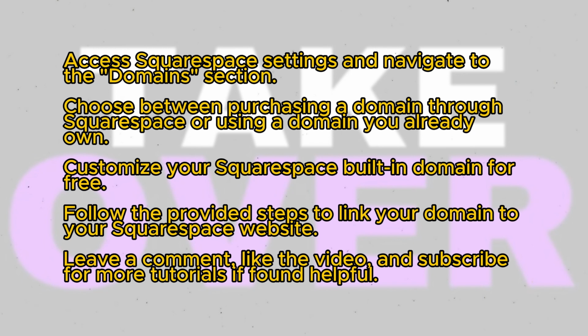First, navigate to your Squarespace site and head over to the Settings tab. Here you'll find various options related to your site's configuration. Click on Domains to access the domain settings. You'll see three functions available: Get a Domain, Use a Domain I Own, and Built-in Domain.